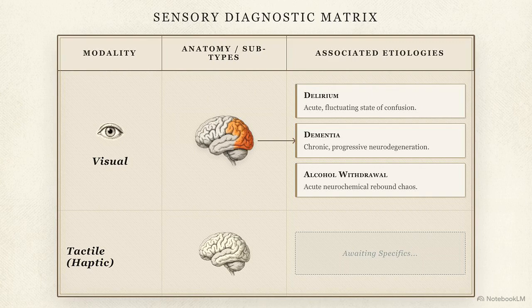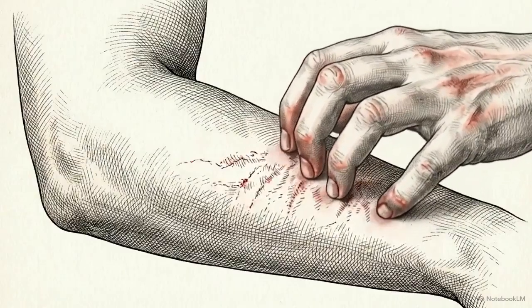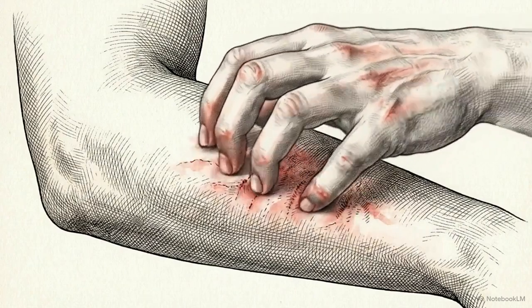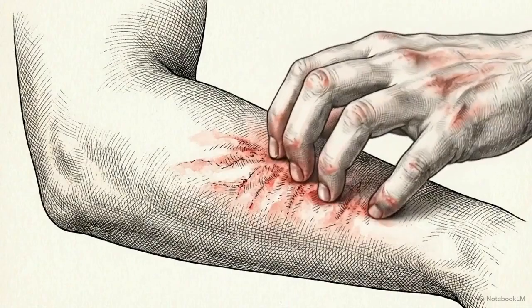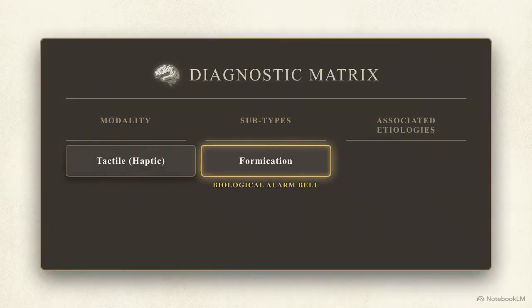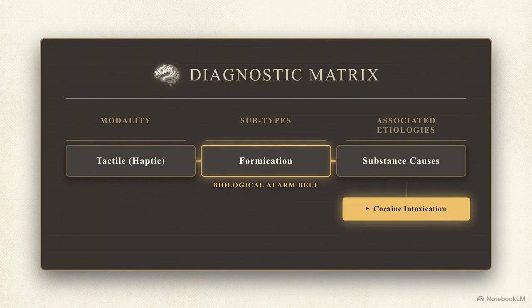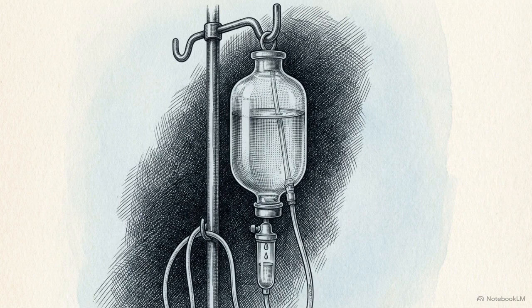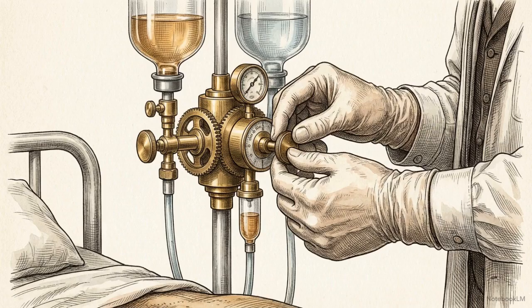The matrix narrows even further with the tactile or haptic modality. Tactile errors often present as formication, a highly specific, distressing false sensation of insects crawling actively over or directly underneath the patient's skin. Formication serves as a biological alarm bell for severe substance toxicity, most notably seen in acute cocaine intoxication and late-stage alcohol withdrawal. Because visual and tactile modalities point so reliably to physical, neurotoxic, or degenerative states, they demand rapid physiological stabilization, IV fluids, and neurochemical management, rather than standard psychiatric intervention.